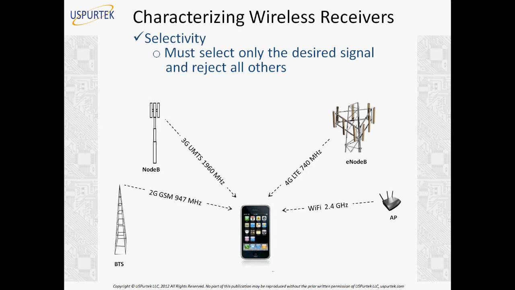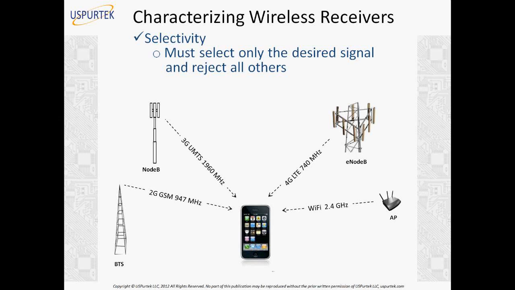In this typical illustration, we could have a 3G UMTS at 1960 megahertz coming from a Node B, or we could have an LTE 740 megahertz coming from a Node B. We could also have a Wi-Fi 2.4 gigahertz and a GSM. Now, out of all these frequencies, at a certain time you will be interested in one particular frequency, right? Maybe you just want Wi-Fi and nothing else, or simply two or three are available.